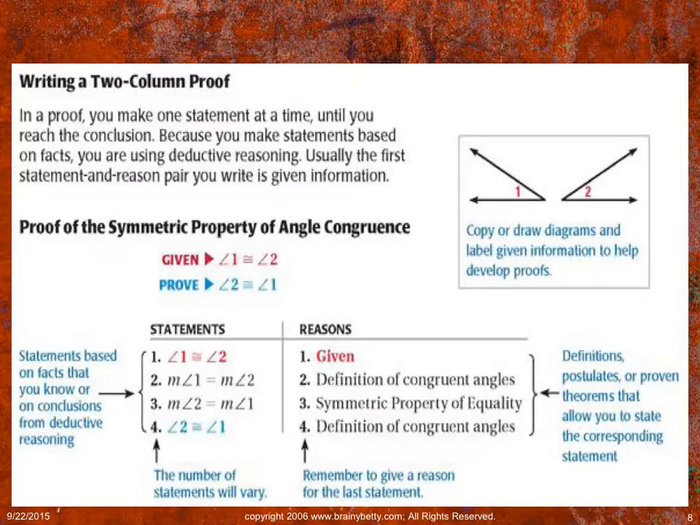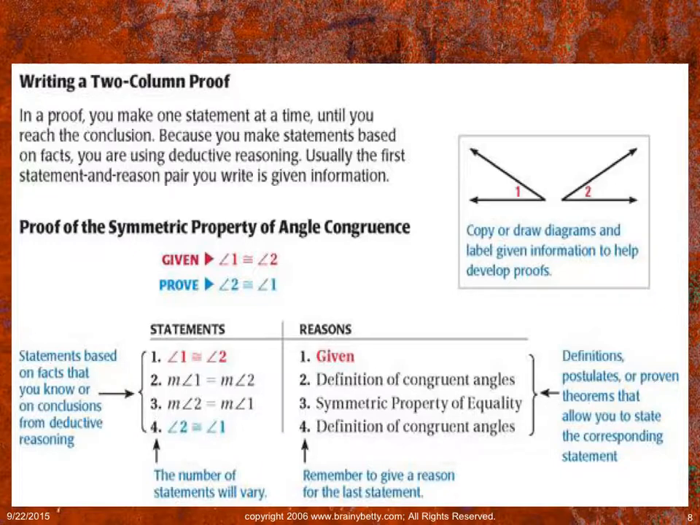Last one. Okay, just a wrap up. So writing a 2-column proof, here's some tips. In a proof, you make one statement at a time until you reach the conclusion. Because you make the statements based on facts, you're using deductive reasoning. What's the difference between deductive and inductive? Deductive is fact, inductive is pattern. Good. Usually the first statement and reason pair you write is the given information, but not always.